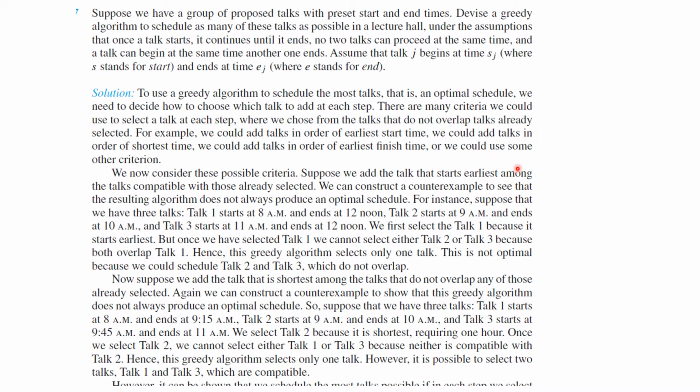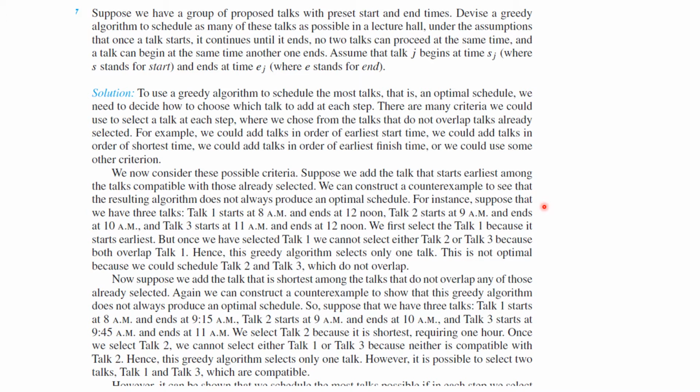For example, we could add talks in order of the earliest start time. We could add the talks in order of the shortest duration. We could add talks in order of the earliest finish times, or we could use some other criteria. Now, let's consider possible criteria. Suppose we add the talk that starts earliest among the talks compatible with those already selected. We can construct a counterexample to see that that does not always produce an optimal schedule.